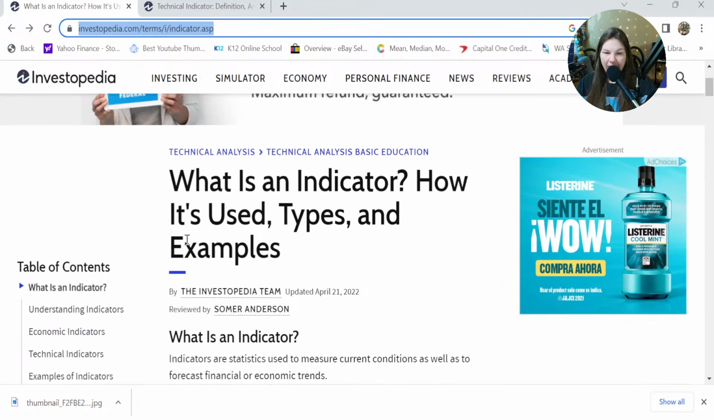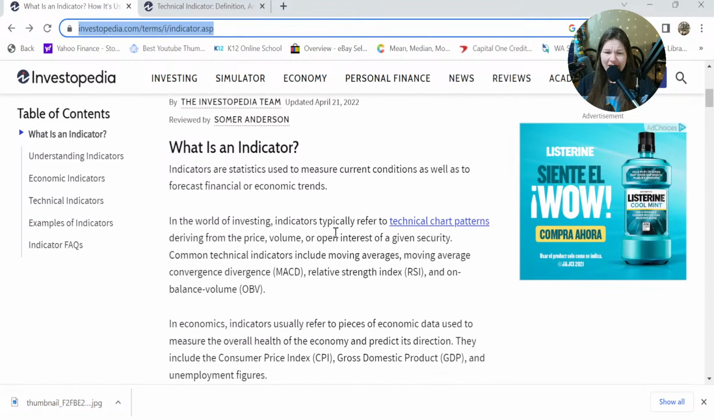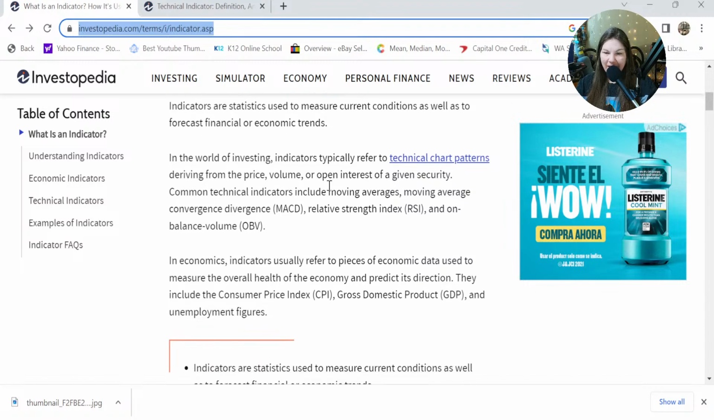What is an indicator? How is it used? Types and examples. What is an indicator? Indicators are statistics used to measure current conditions as well as forecast financial or economic trends. In the world of investing, indicators typically refer to technical chart patterns deriving from the price, volume, or open interest of a given security. Common technical indicators include moving averages, moving average convergence divergence, which is the MACD line, relative strength index, RSI, and on-balance volume.